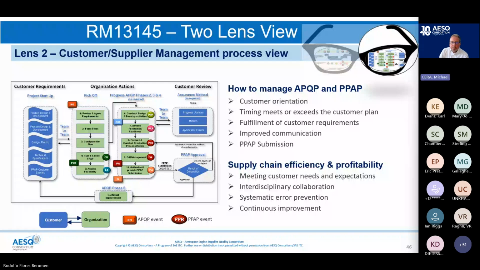How can you manage APQP and PPAP? You have customer orientation, your timing meets or exceeds the customer plan, the fulfillment of customer requirements, improved communication, and the PPAP submission. Again, what are the benefits for supply chain efficiency and profitability? Meeting customer needs and expectations, interdisciplinary collaboration, systematic error prevention, and continuous improvement. The next step is to bring these two views together. I will hand over to Klaus.